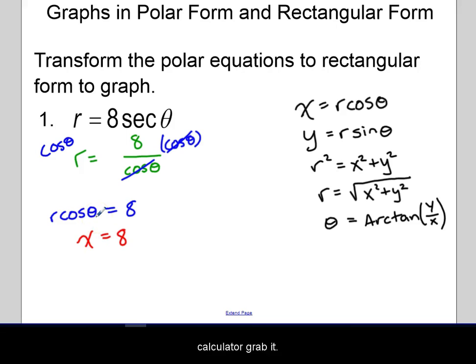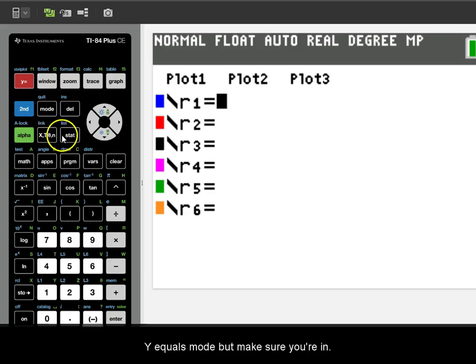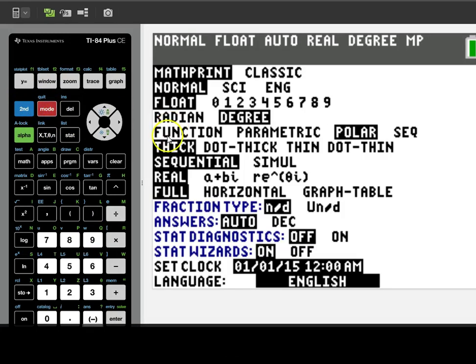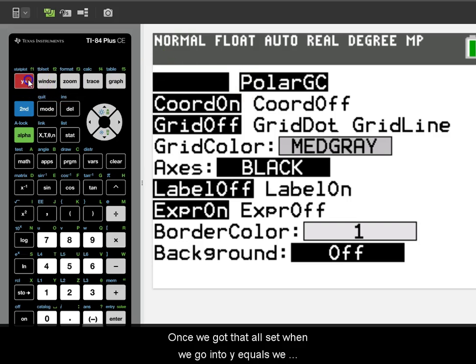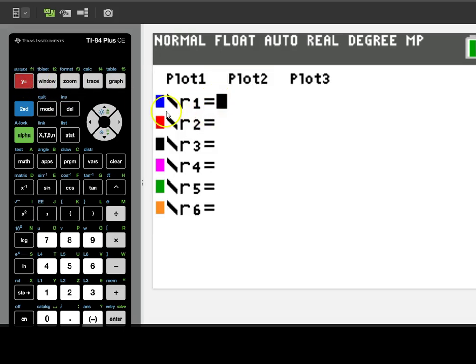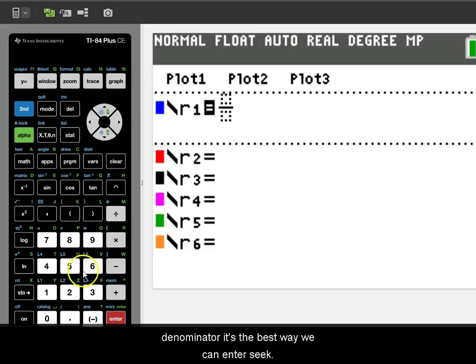So if you have a graphing calculator, grab it. Let's get into y equals mode, but make sure you're in polar mode, not function. And then make sure your format is in polar graphing coordinates. So check your format, second zoom. Once we've got that all set, when we go into y equals, we should see r equals. Go ahead and put in our function, which was 8 secant theta. Of course, we don't have a secant button, so do a fraction with 8 in the numerator and cosine in the denominator. That's the best way we can enter secant.